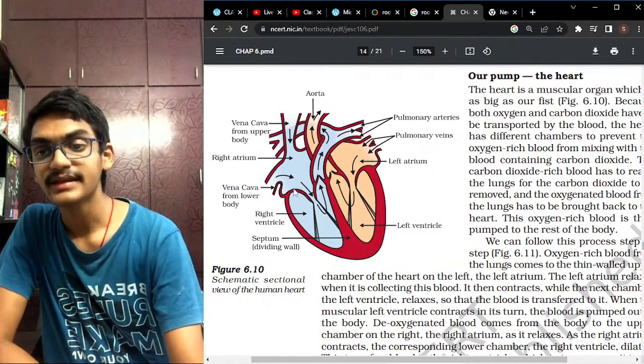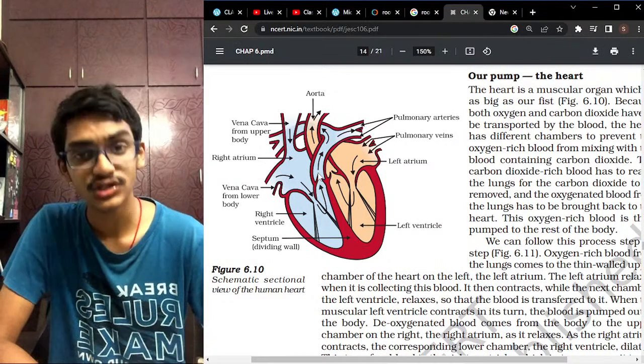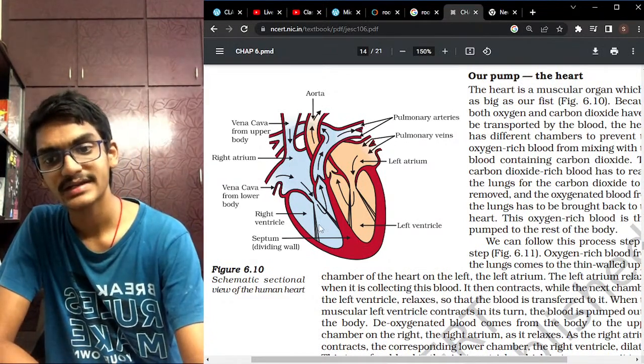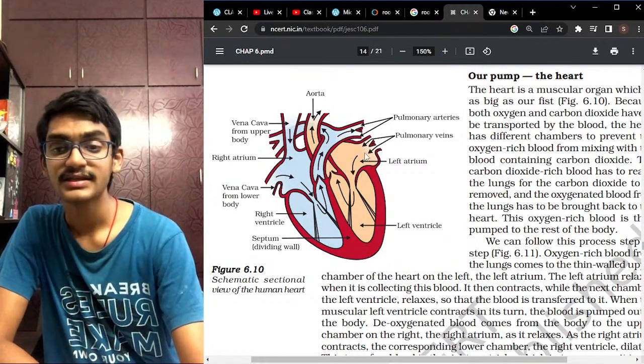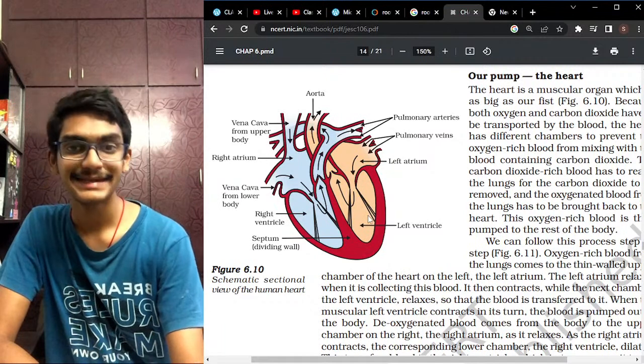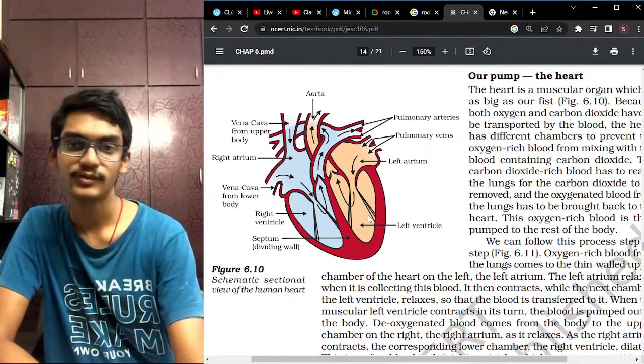Our heart is mainly divided into 4 chambers. The first chamber is the right atrium, below it is the right ventricle, then this is the left atrium and this is the left ventricle. You can call it atrium, or you can call it auricle and atrium. Both are considered to be true.